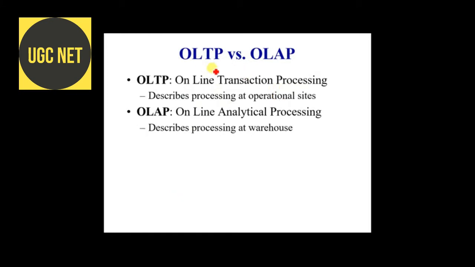Now OLTP versus OLAP. OLTP is online transaction processing. It describes processing at operational sites. OLAP is online analytical processing. It describes processing at the warehouse. So at the data warehouse site, OLAP describes the processing, and at operational sites OLTP performs its processing. At an operational site OLTP will be performed, and at a warehousing site OLAP will be performed.